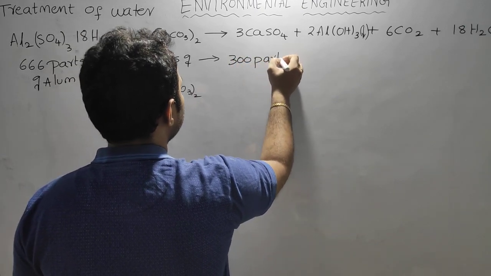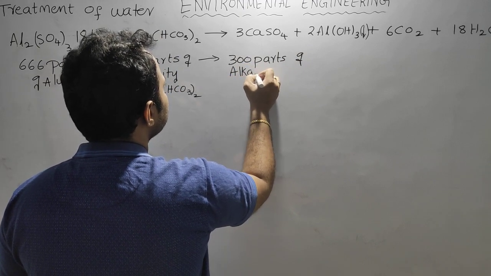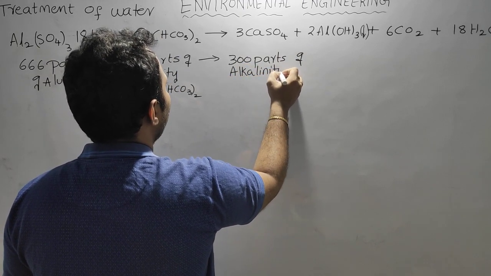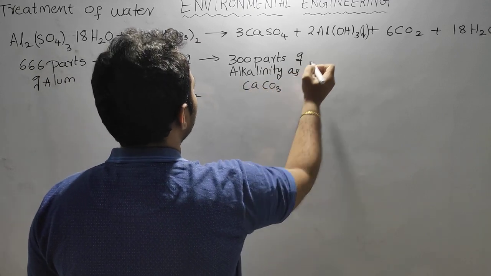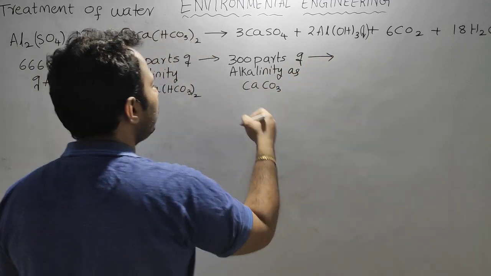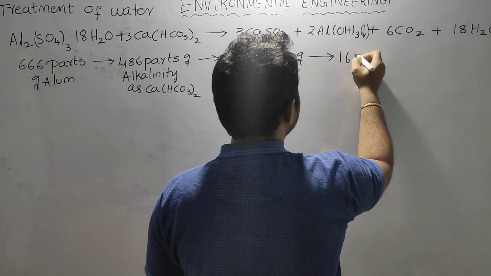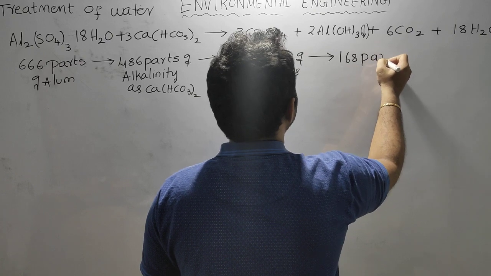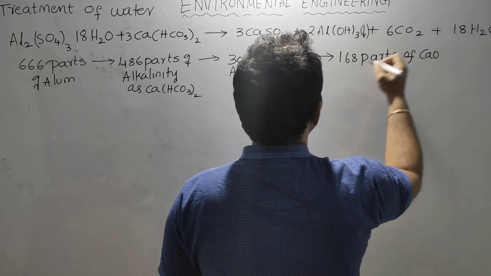300 parts of alkalinity as CaCO3, and this CaCO3 in turn needs 168 parts of CaO alkalinity.